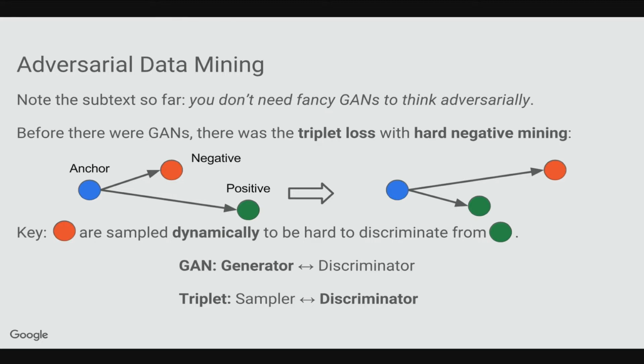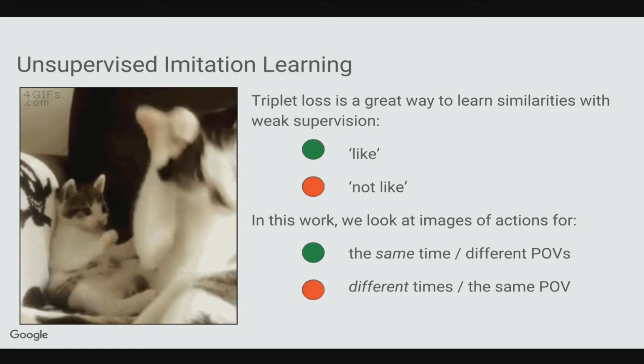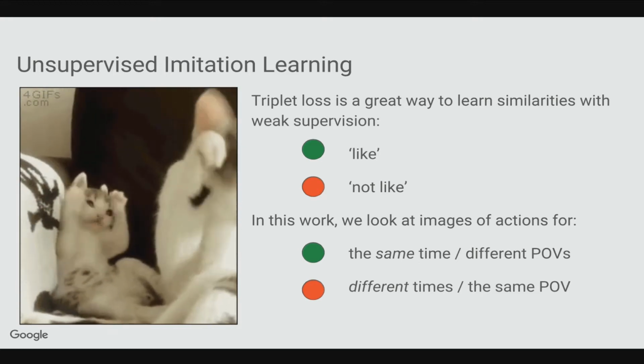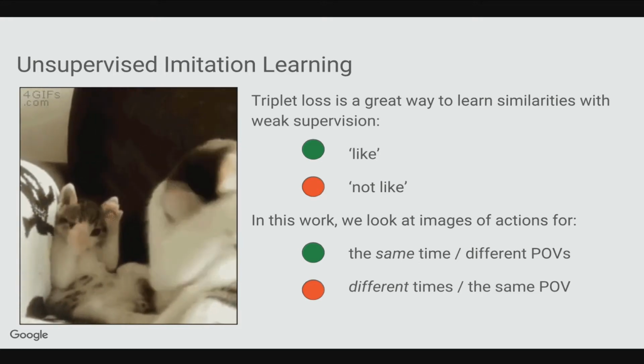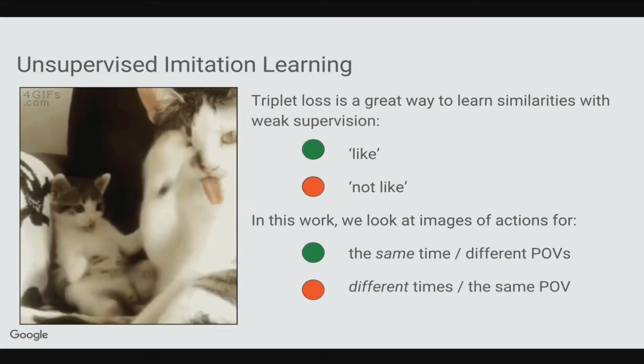You have this sampler that generates images that are hard for the discriminator to learn, and what you care about in this setting is the discriminator. It's the adversary that you care about making work better. So we're going to use that setup for an interesting scenario for unsupervised imitation learning.